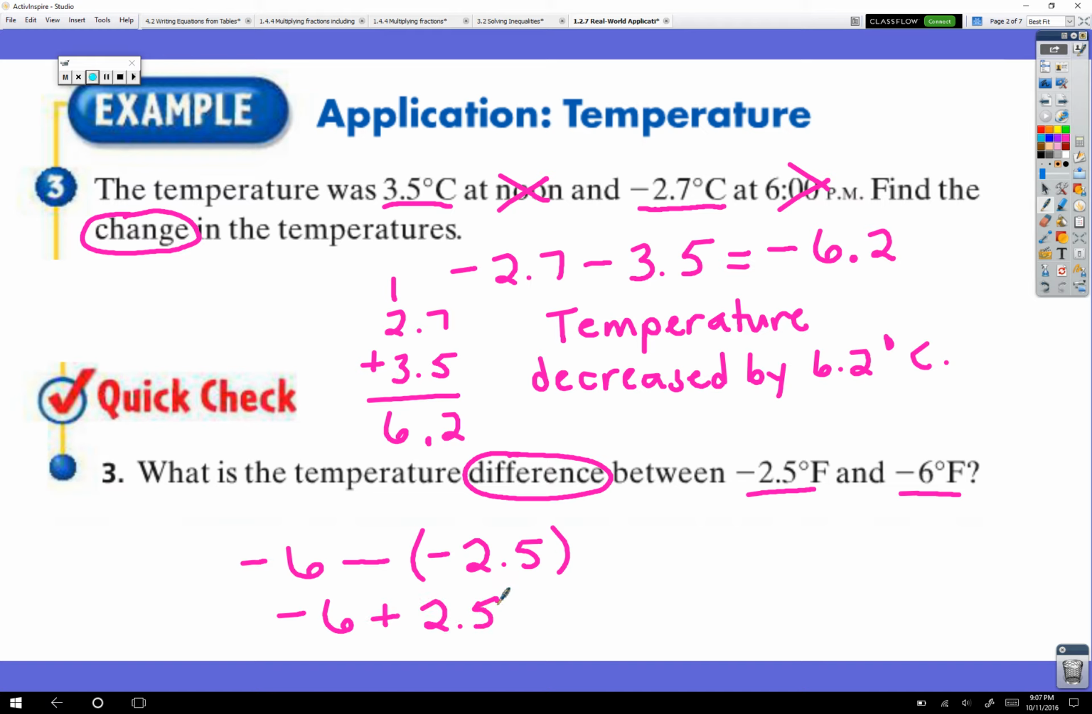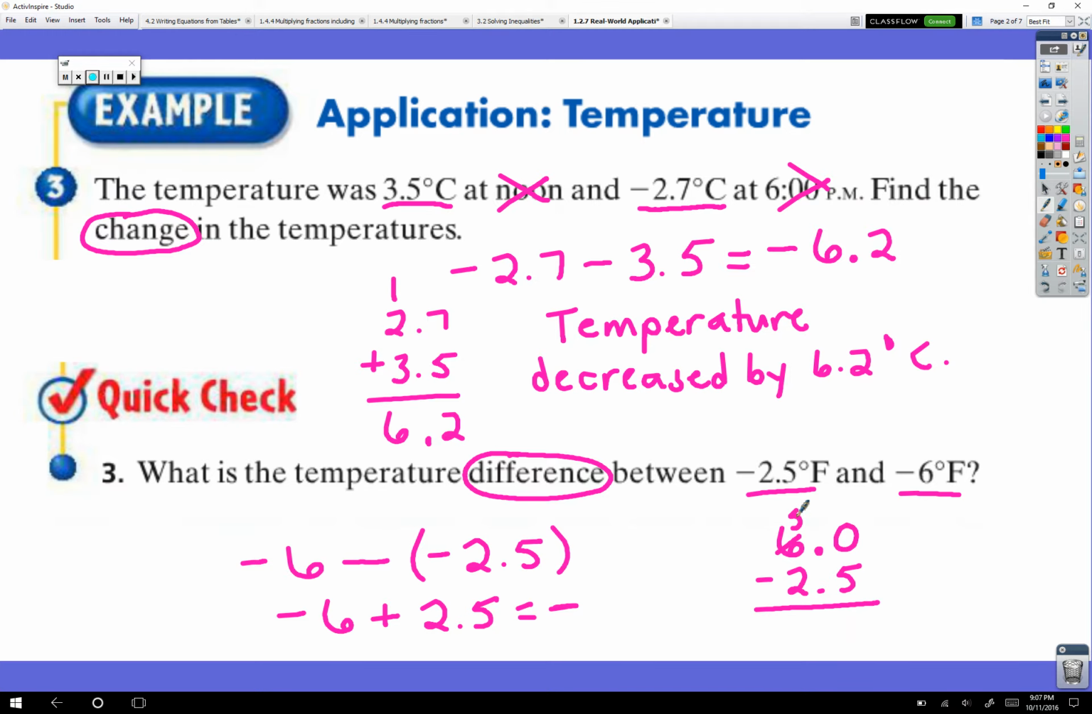Now the signs of these numbers are different, so we're going to subtract. Our answer is going to be negative because the number with the larger absolute value is negative. So I'm just going to go ahead and write my negative sign there so I don't forget. Then I'm going to move over here. I'm going to do 6 minus 2.5. I need to line up my decimals when I'm adding or subtracting decimals. So I'm going to put a decimal point there, and I'm going to add a 0.